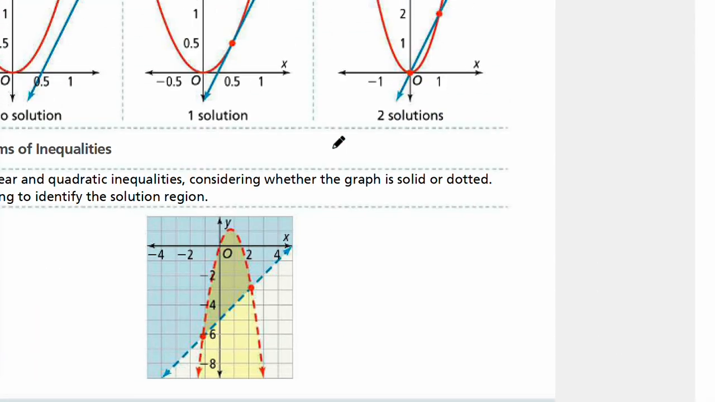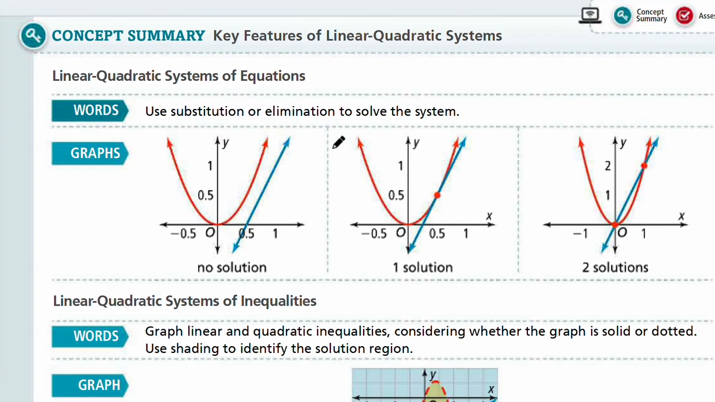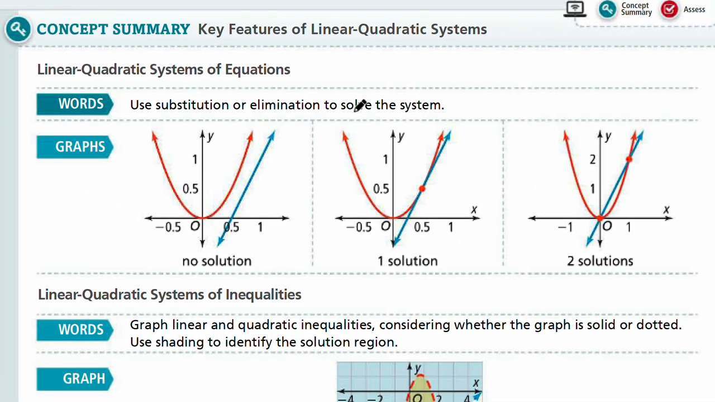Let's wrap up our lesson through the concept summary. So the key features of linear quadratic systems would be either no solution, one solution, or two solutions, right? When they intersect, then that's their solutions. So you can either use substitution or elimination. We didn't really look at elimination, but you already know the process of elimination, right? So if you can use that to eliminate a variable, you can use the elimination method.